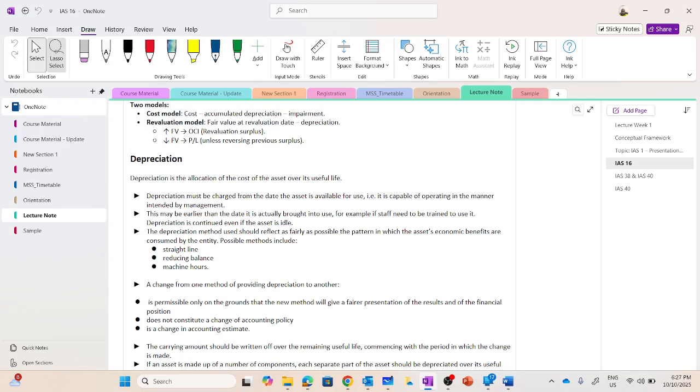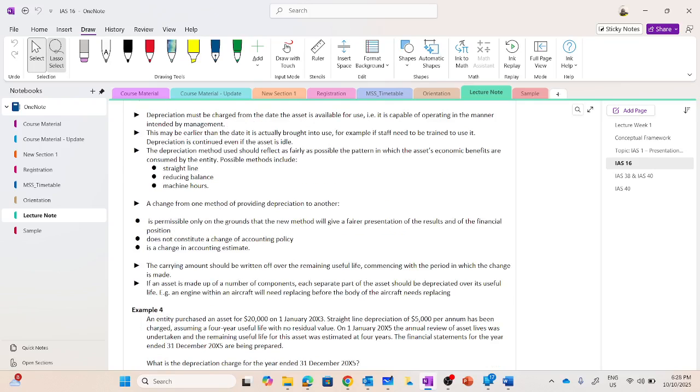We need to look at the accounting standard we are going to cover to distinguish whether a change in depreciation method is a change in estimate or a change in accounting policy. It is permissible only on the ground that the new method will give a fair presentation of the result and of the financial position. Point to note, it does not constitute a change of accounting policy. So it means the change in the depreciation method from straight line to reducing balance is a change in accounting estimate.